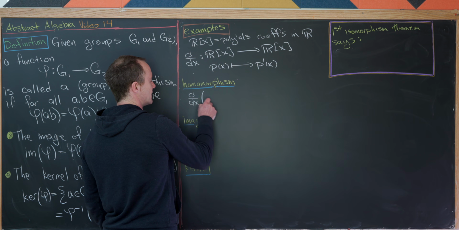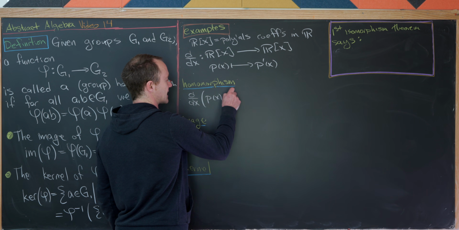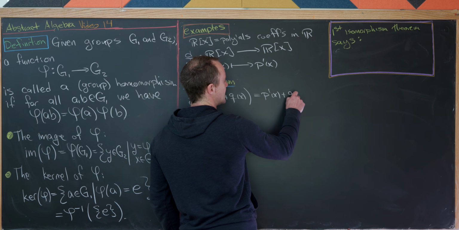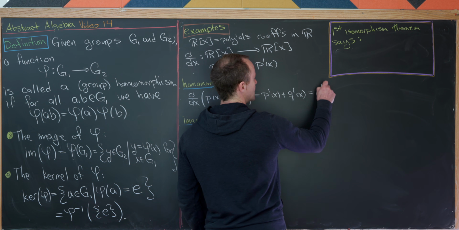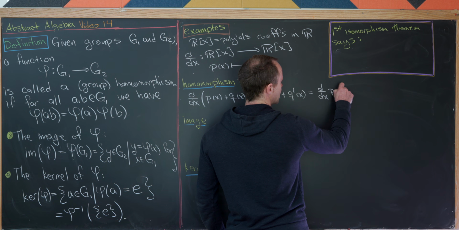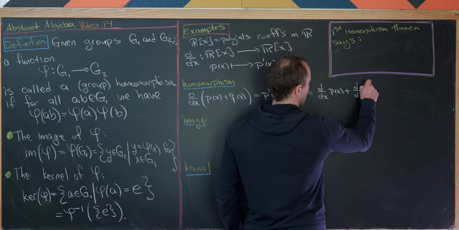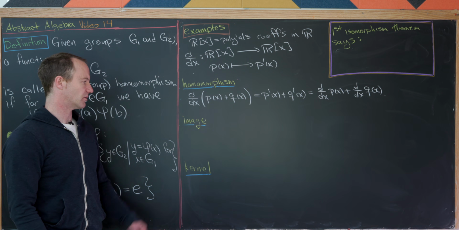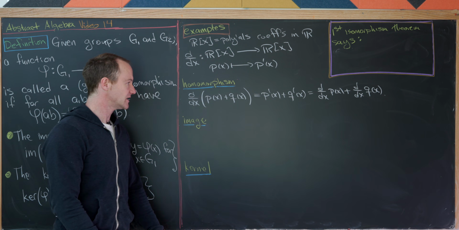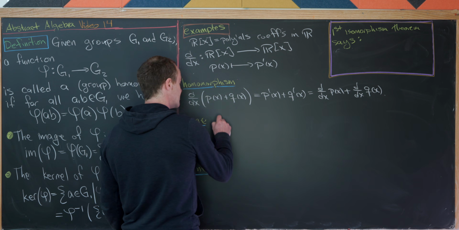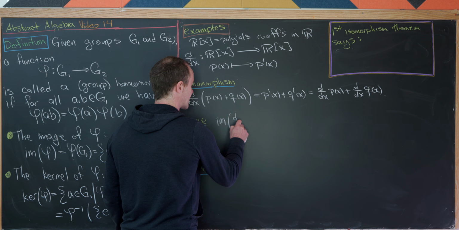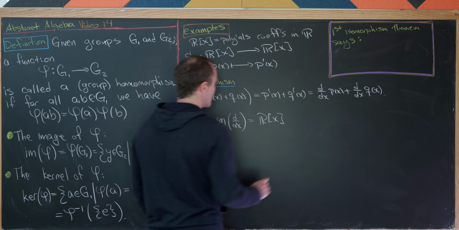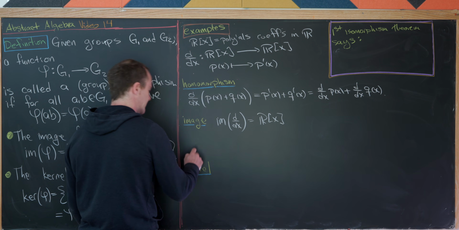So if we take the derivative with respect to x of p of x plus q of x, by the sum rule for derivatives, we get p prime plus q prime, which is equal to the derivative of p of x plus the derivative of q of x. So we're good to go there. This is a homomorphism. Now, what's the image? Well, I would say that the image of this is, in fact, all polynomials. So this is onto. And you can maybe see that with the following example.